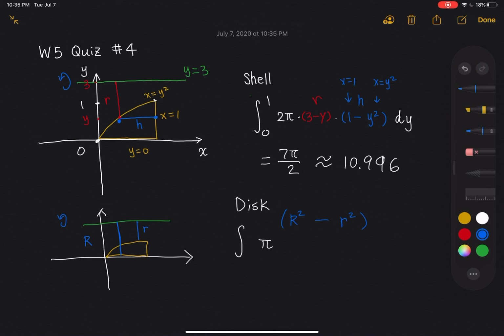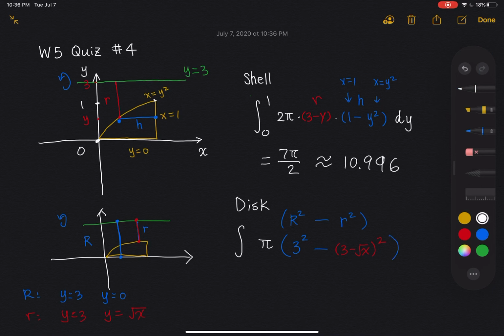Now how big is capital R? It's from line y equals 3 to y equals 0. So R is 3 minus 0, which is just 3, squared. Then you subtract little r squared. Little r is from y equals 3 to y equals square root of x. So little r is 3 minus square root of x, and then you square it.